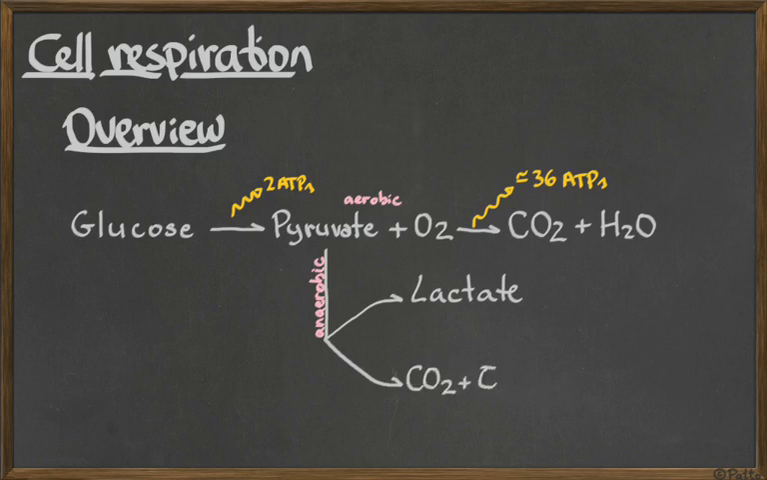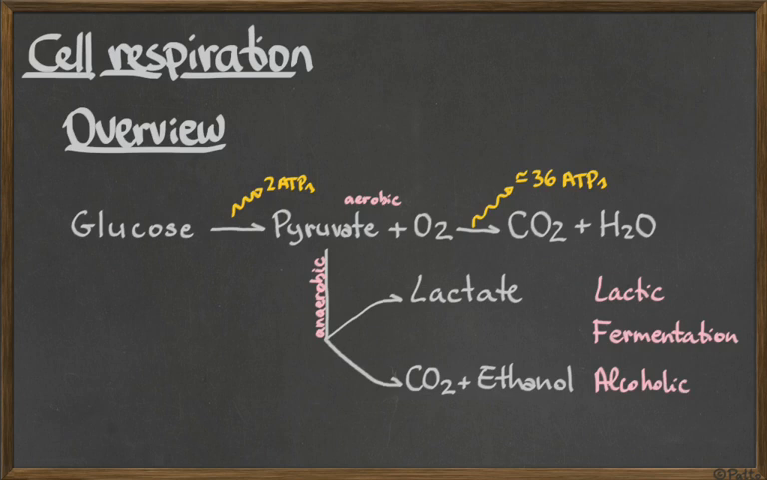The other alternative, in some bacteria and some fungi, is that the pyruvate is transformed into carbon dioxide and ethanol. Ethanol is a 2-carbon alcohol. These 2 processes make no further yield of ATP, so nothing else is produced. Only the 2 ATPs in glycolysis have been made, and the pyruvate is transformed into lactate, or into carbon dioxide and ethanol. This process is called fermentation. The top one is lactic fermentation because it produces lactate or lactic acid. The bottom one is called alcoholic fermentation because it produces alcohol, ethanol.